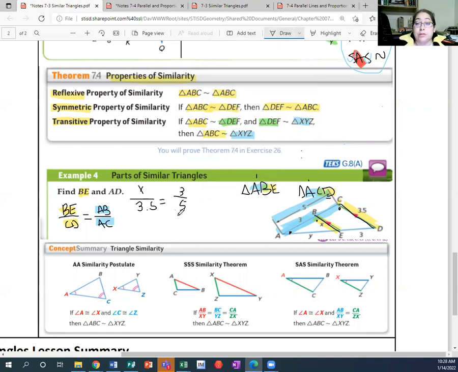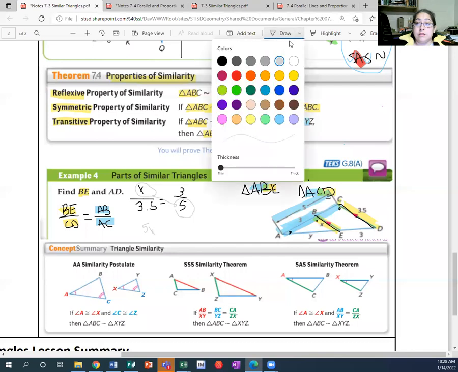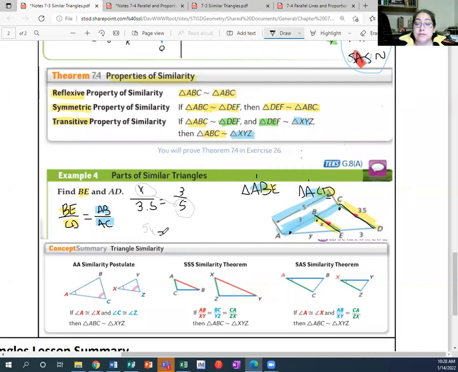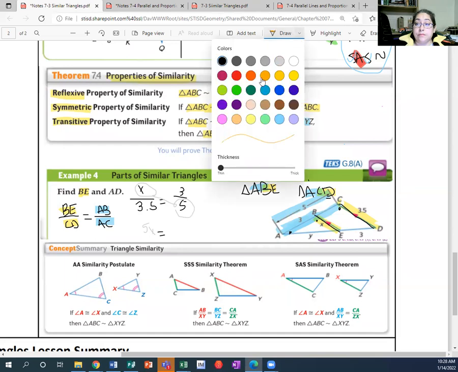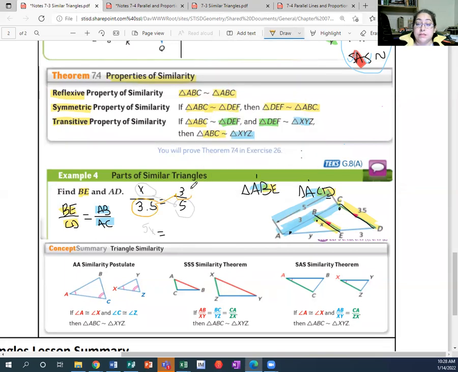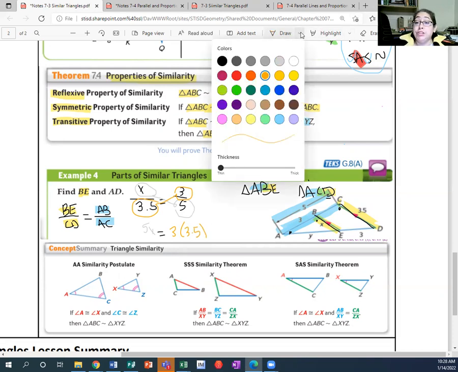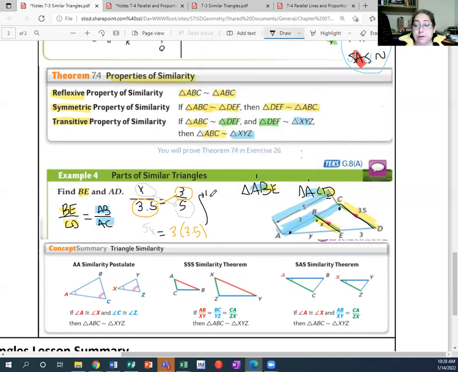Back when I asked you guys, please show out your work in that cross multiplication. So that's 5 times x. And this one is 3 times 3.5. And if this is super easy for you and you're screaming at your screens right now going, just multiply the 3 and the 3.5 in your calculator and then just divide it by 5. You're not wrong. That's exactly what needs to happen.